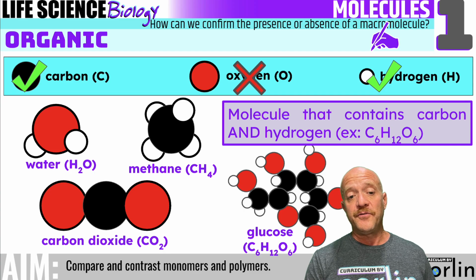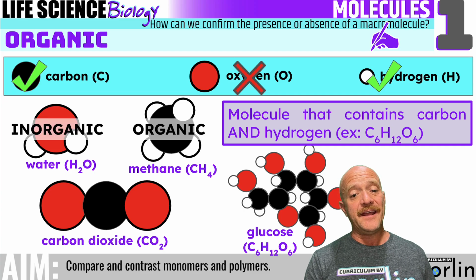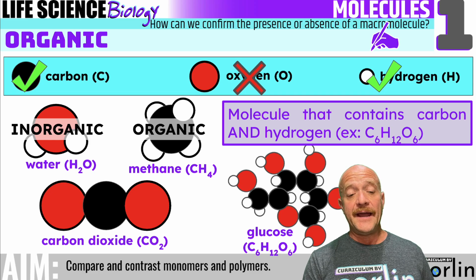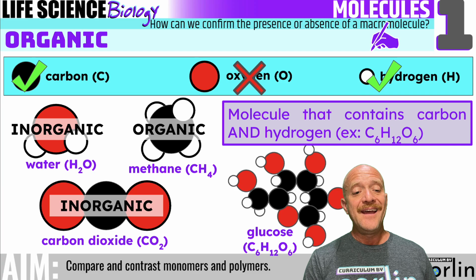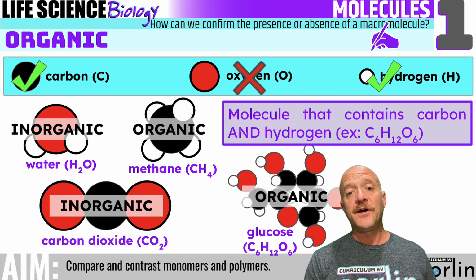So when we're looking through these, we will see that water does not have carbon, it's inorganic. Methane has carbon and hydrogen, the black and the white little circles. Carbon dioxide does not have hydrogen, so it's inorganic. And glucose has both carbon and hydrogen. It is organic.